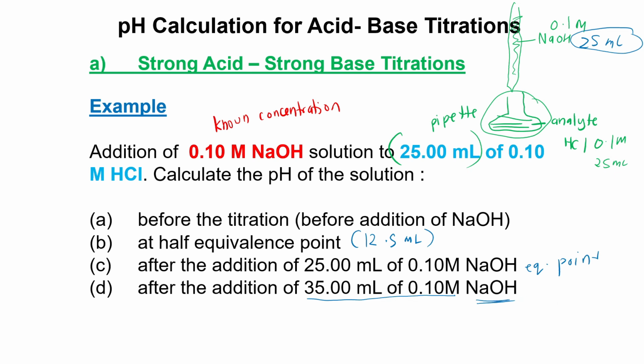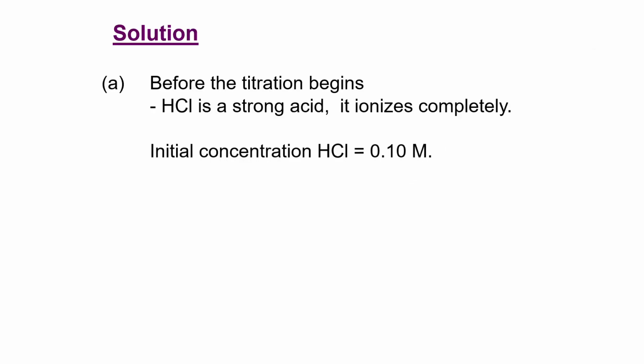So semua ni start daripada B, kita akan gunakan ICF table. So last time kita ada ICE table. So this one because kita calculate for mole, kita akan ada ICF table. So F actually refer to final. So yang tadi ni before the titration begin, so meaning dalam conical flask tu saja kita hanya ada HCl. So pH determined by dissociation of strong acid HCl.